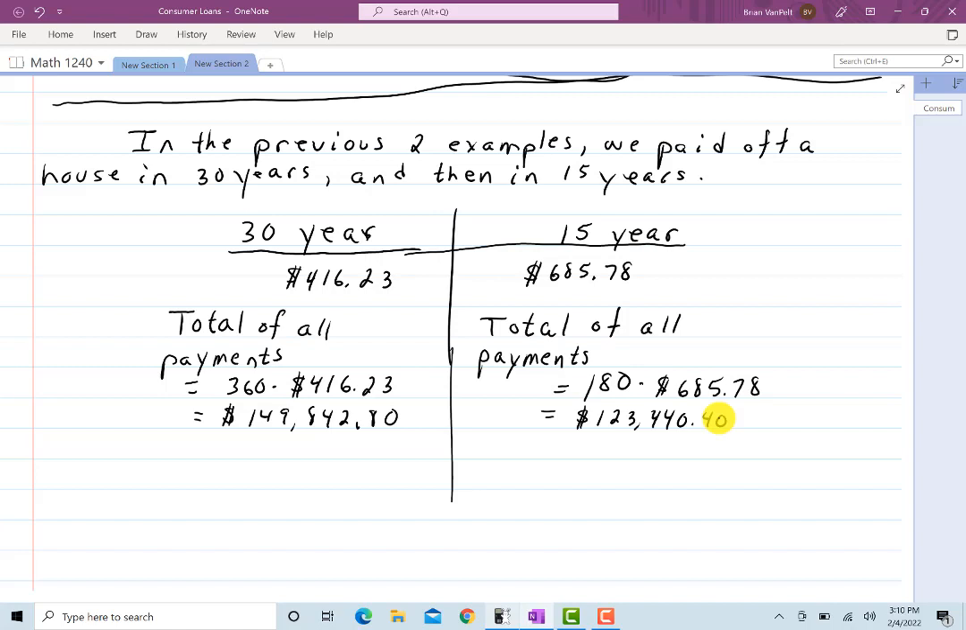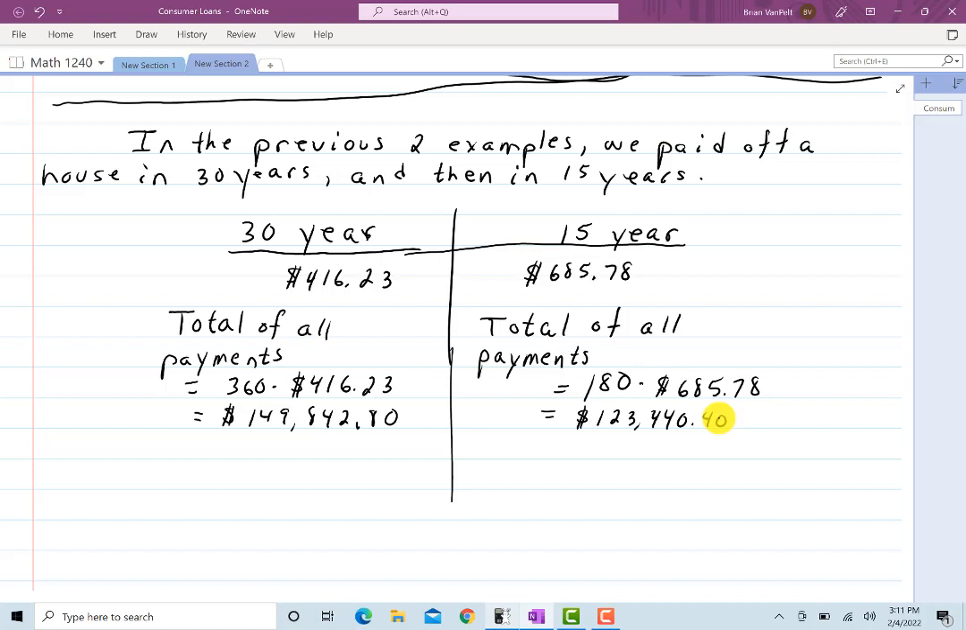Of course, the shorter term you pick, the higher the monthly cost will be. The monthly payment will be higher, but it won't be as much higher as the amount by which you shorten the length of the loan. So the shortest length that you can get is always going to be the most beneficial for you from a cost standpoint.